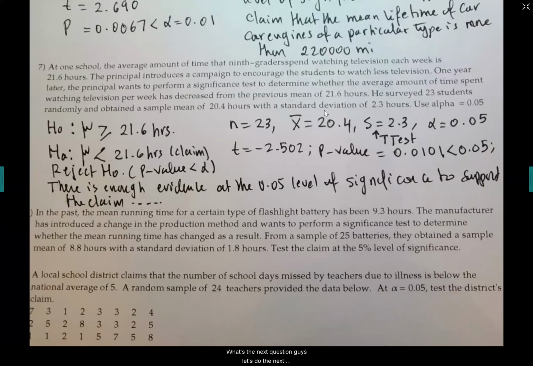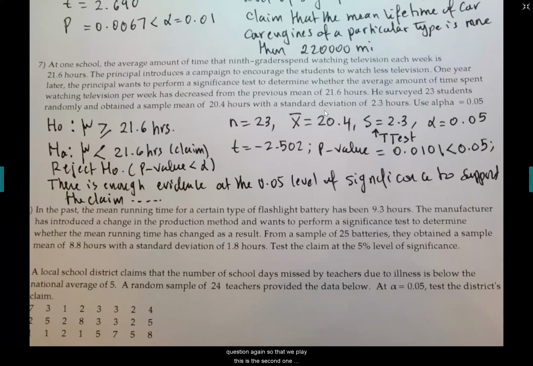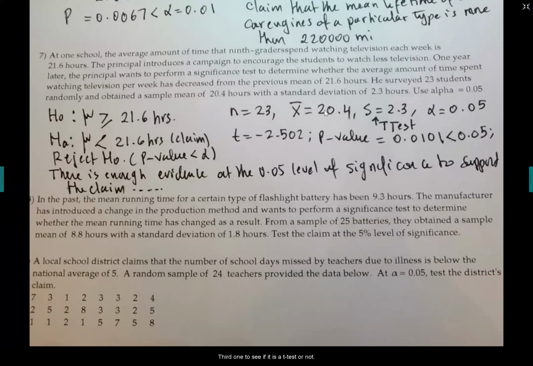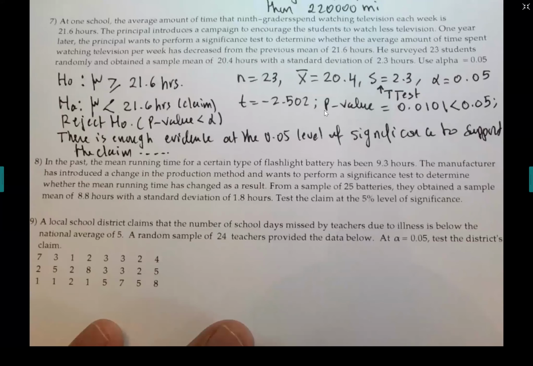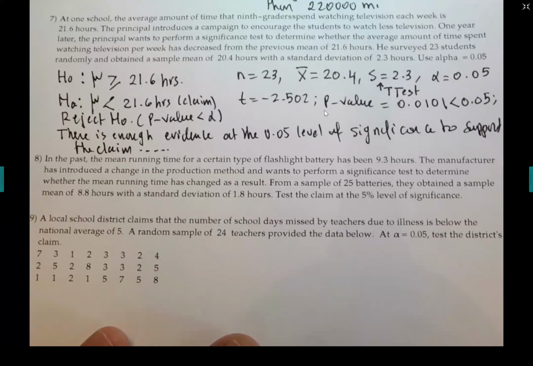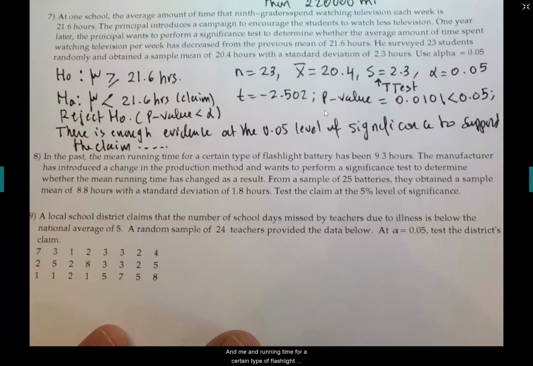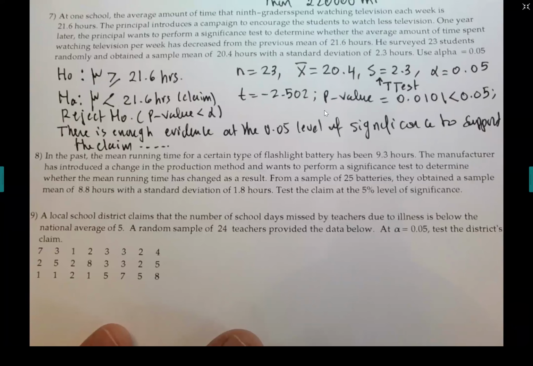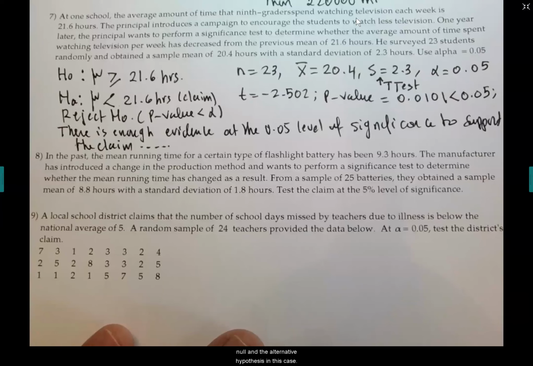For the next question, guys, let's do the next question. Again, this is the second one we do with t-test. The third one, let's see if it is a t-test or not. In the past, the mean running time for a certain type of flashlight battery has been 9.3 hours. The manufacturer has introduced a change in the production method and wants to perform a significance test to determine whether the mean running time has changed as a result. Okay, guys, take a minute and tell me what would be the null and the alternative hypothesis in this case.